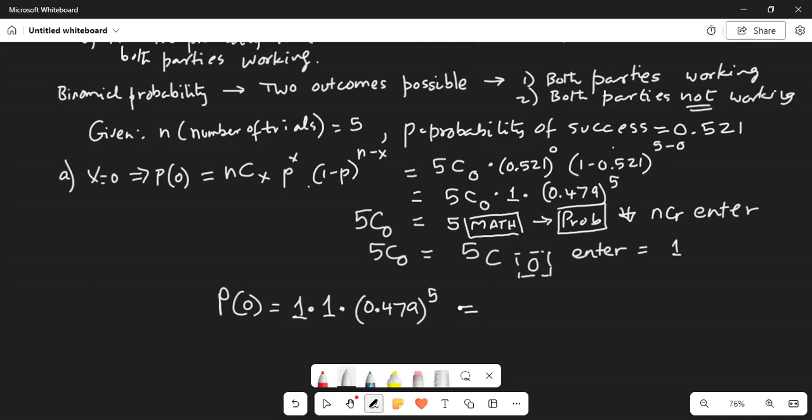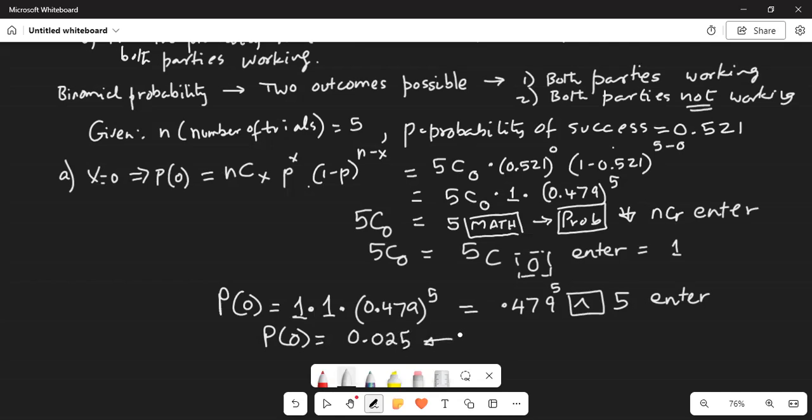And in your calculator, you can type 0.479, then hit the exponent key. So you type 0.479, then this is your exponent key, then on top you type 5. This will put an exponent 5 over here, and enter. And so P of 0 is equal to 0.479 to the power of 5, which is 0.025.